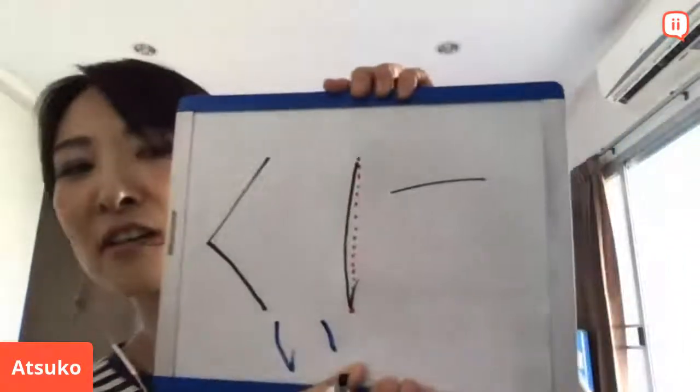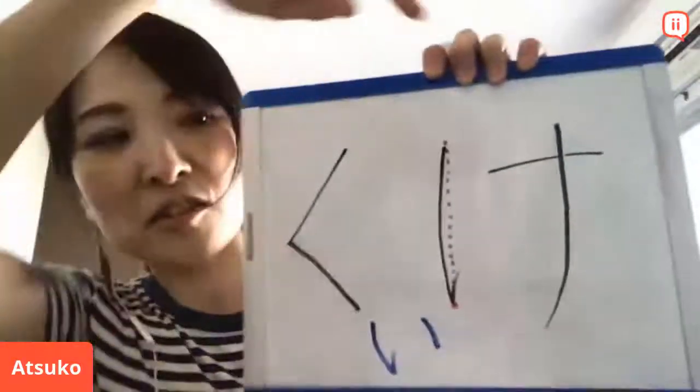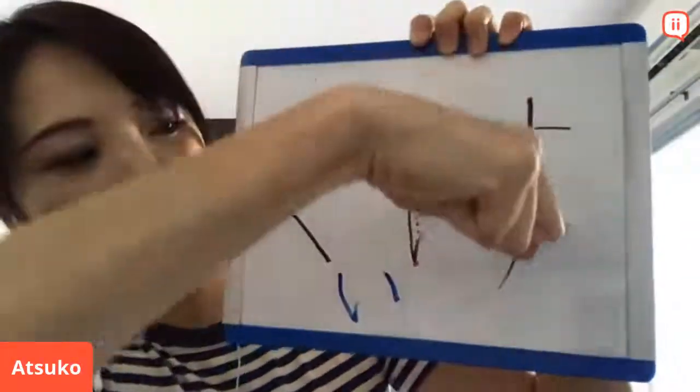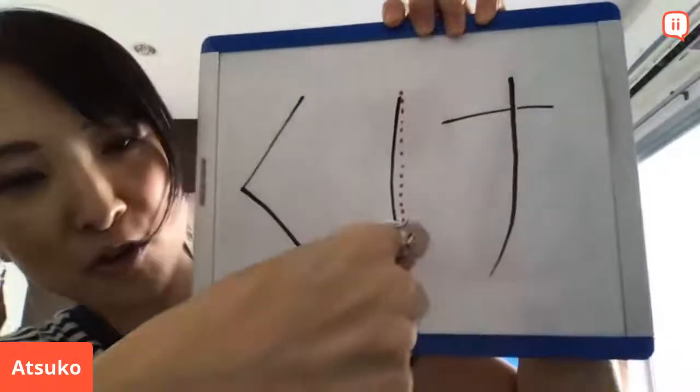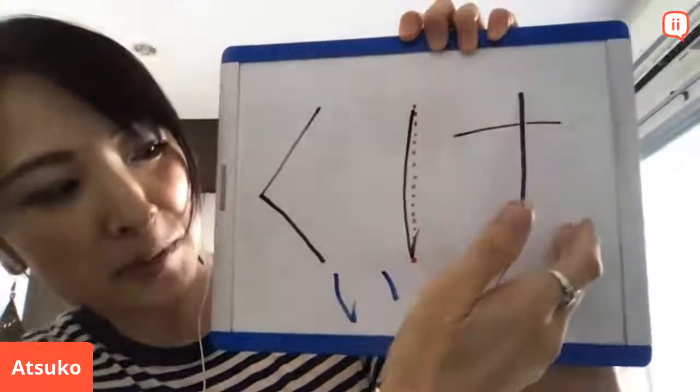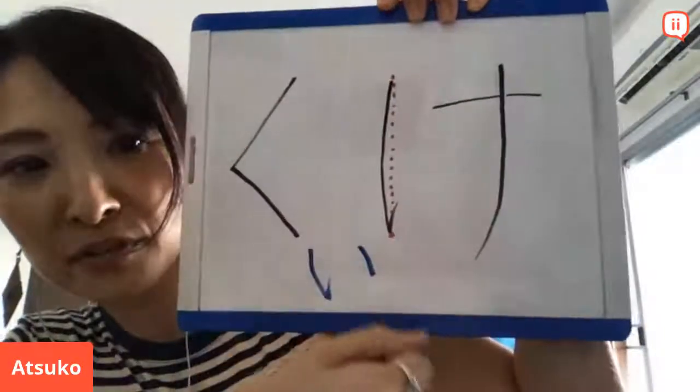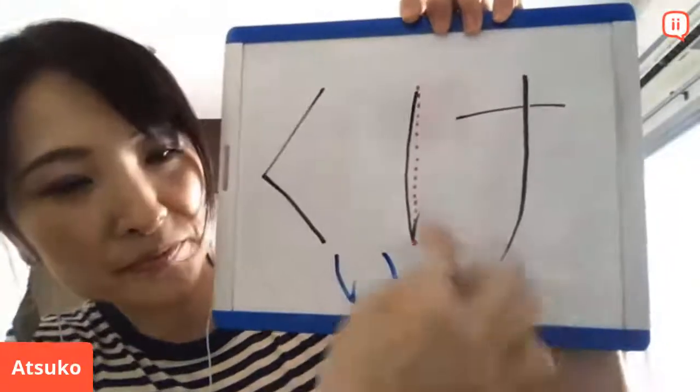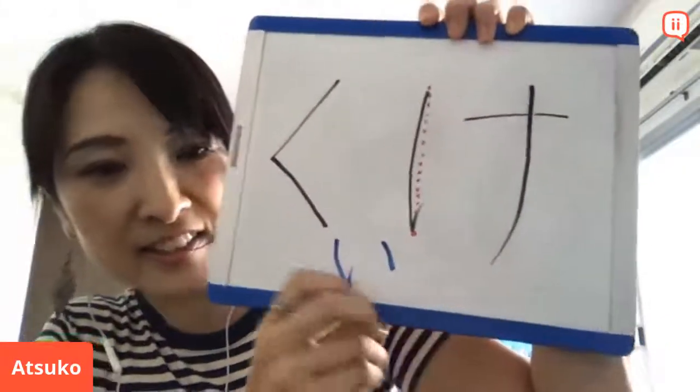And second line is horizontal line and third line is go straight down, down, down, down, down, down, and non-stop. And a little bit curve to the left. Non-stop. Okay.